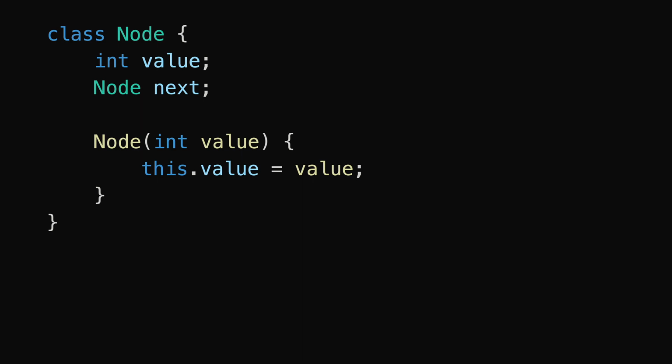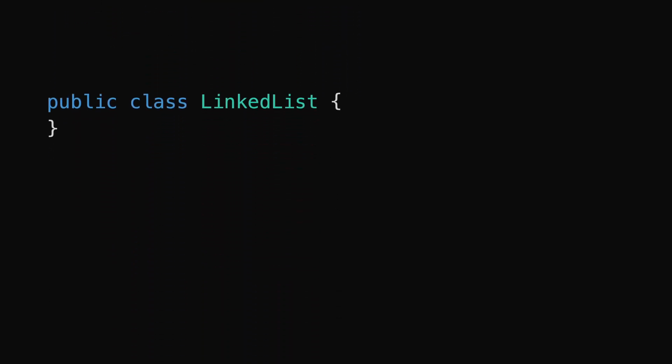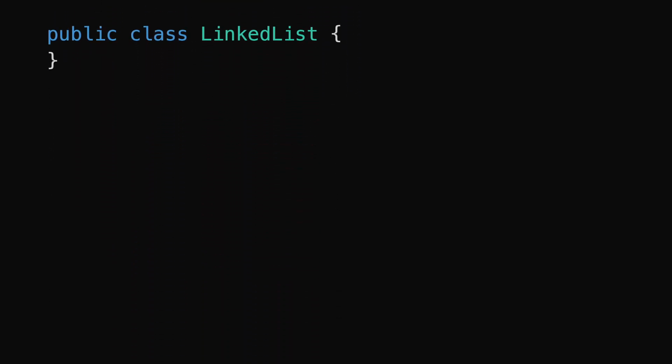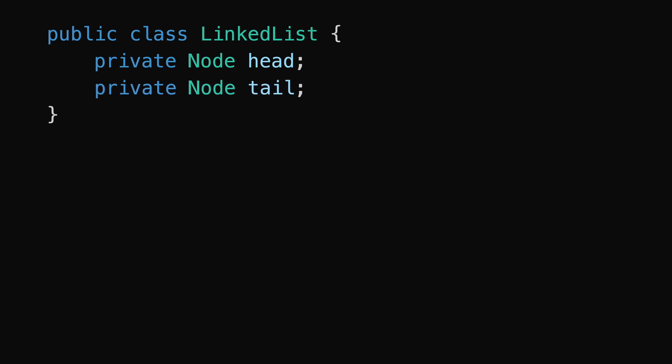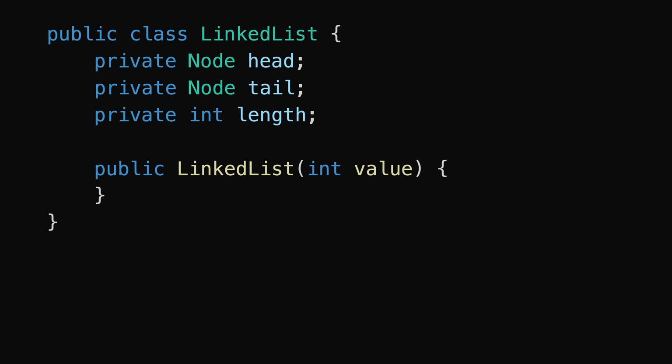So now that we've built our node class, we can go back and start building out our linked list class. So linked list is going to have three class variables. The first one is going to be head, and that's going to be a pointer to a node. And then tail will also be a pointer to a node. And then we're also going to keep track of the length. So now that we have our class variables, we can start building out the linked list constructor.